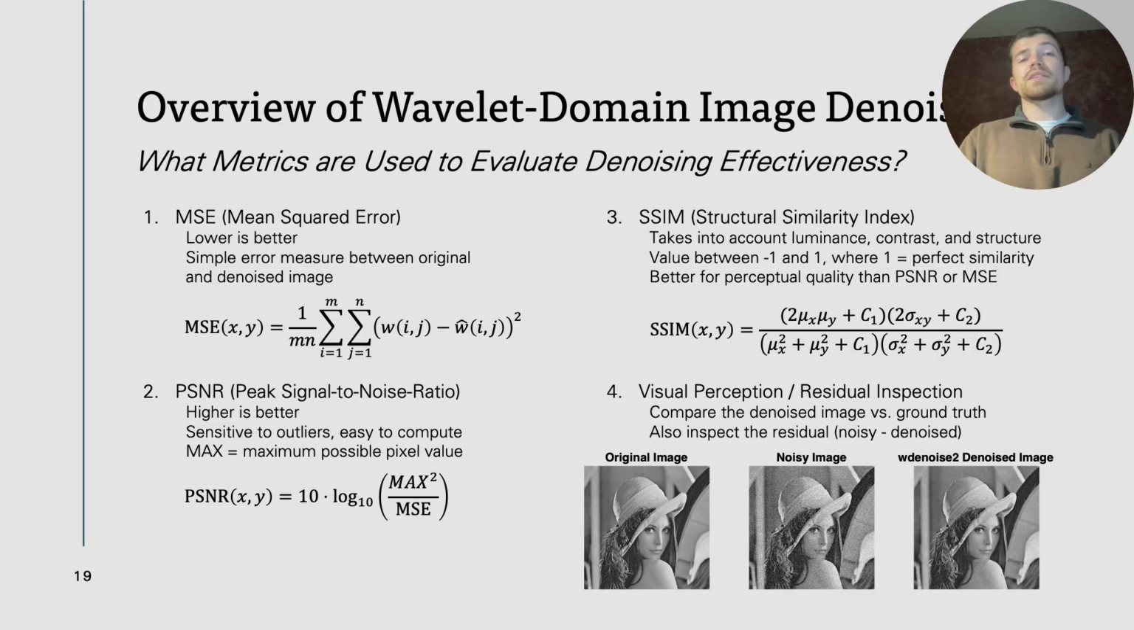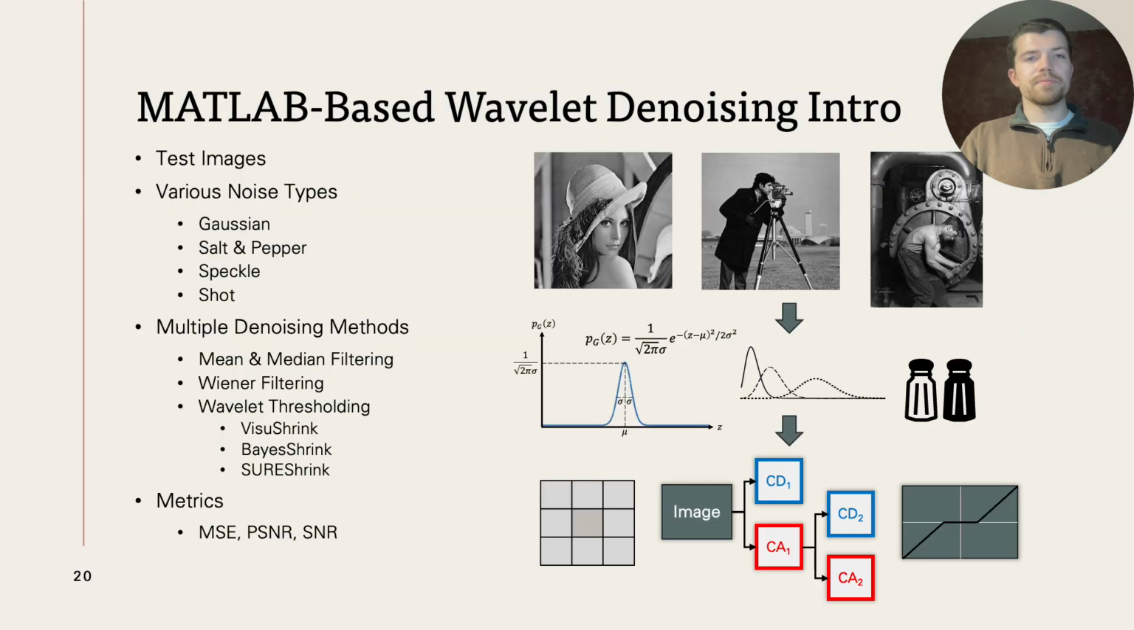To evaluate the success of denoising, metrics like mean squared error and peak signal-to-noise ratio are used for error measurement. Structural similarity index is used to quantify perceptual quality, and visual inspection of the images themselves is used to assess structural preservation. We'll take a look at some of these metrics in our MATLAB analysis.